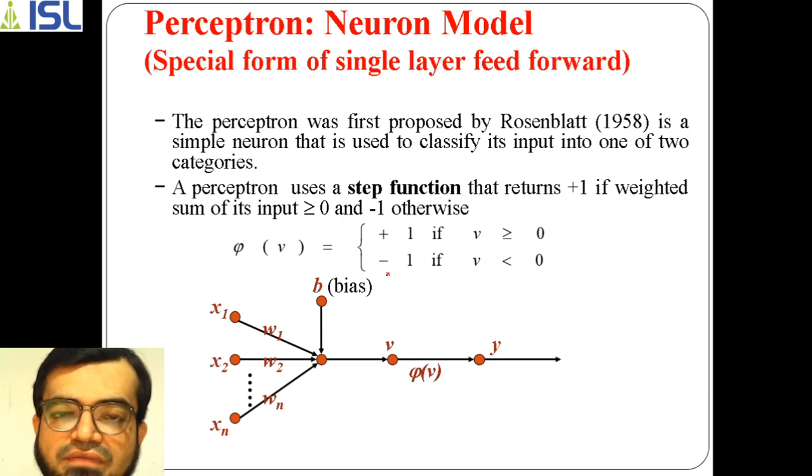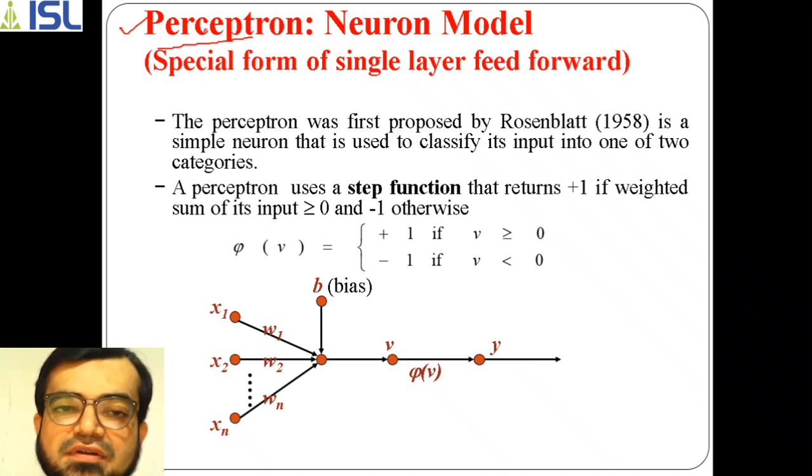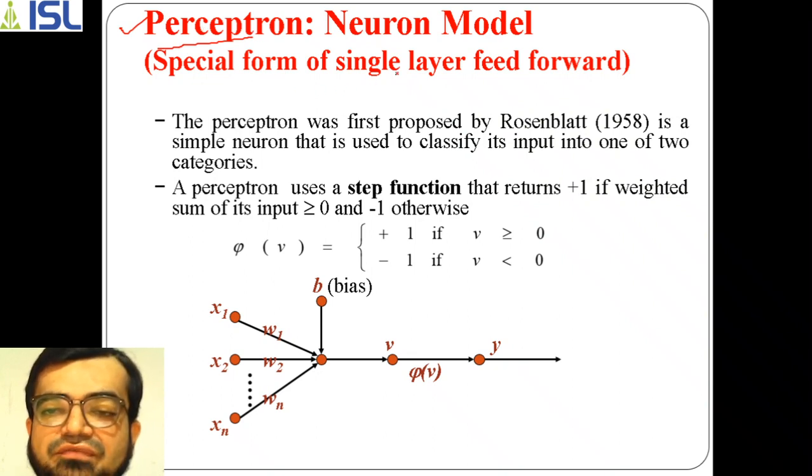One example of a single layer feed forward network is called the perceptron. This is a very important topic because it will be asked in your examination as well. So what is this perceptron? It's a kind of neuron model which represents a single layer feed forward network.